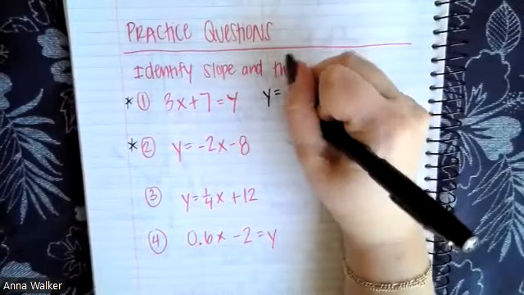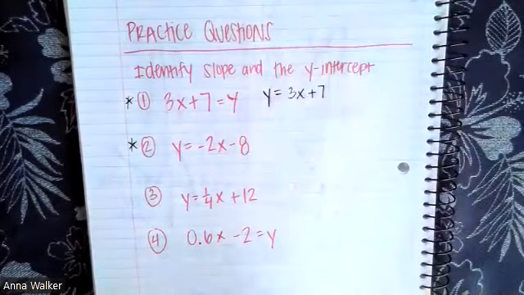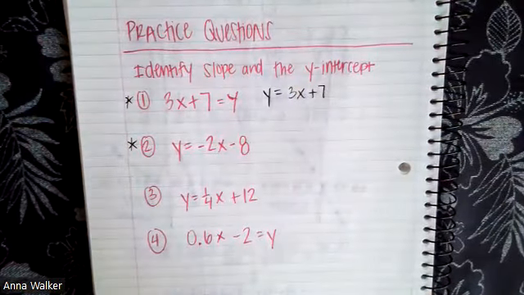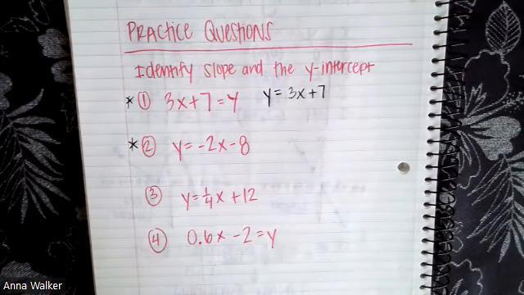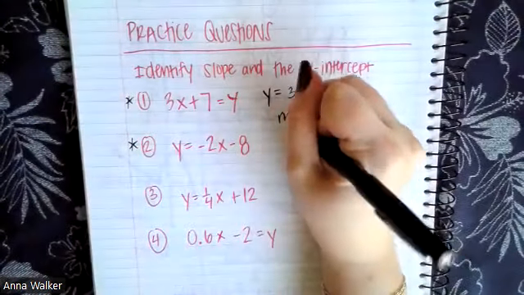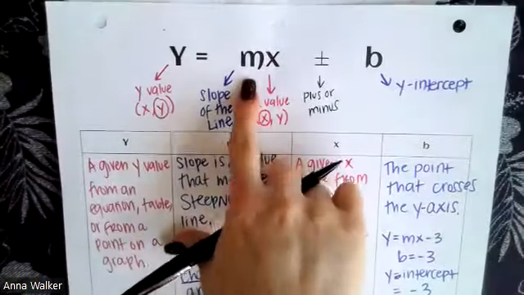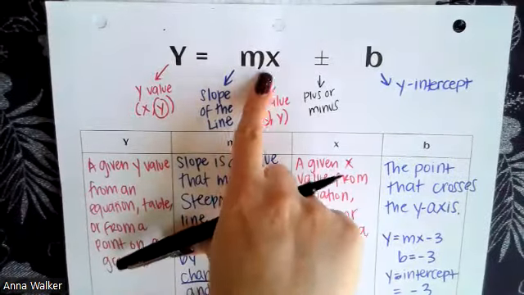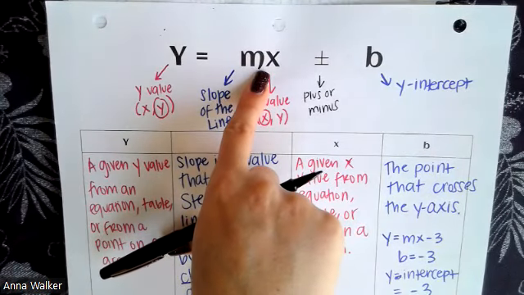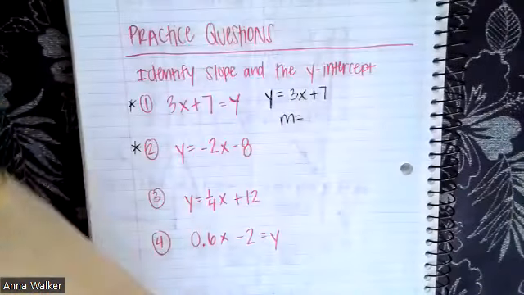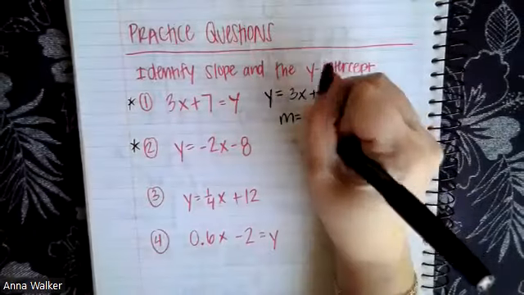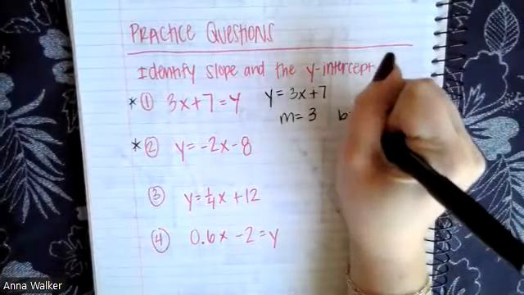So y equals 3x plus 7. So if I want to find the slope, remember, that is m. So according to our standard form, m is the coefficient of x. It's always going to be attached to x or multiplied. So in this particular equation, m is equal to 3. So the slope of this line is 3.